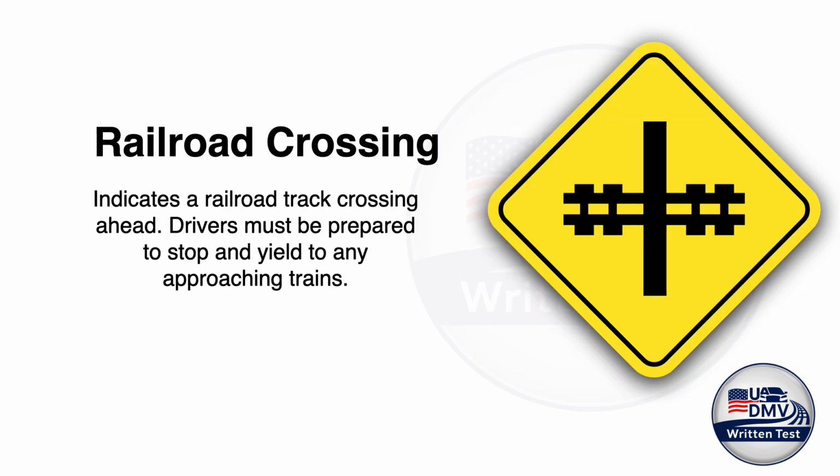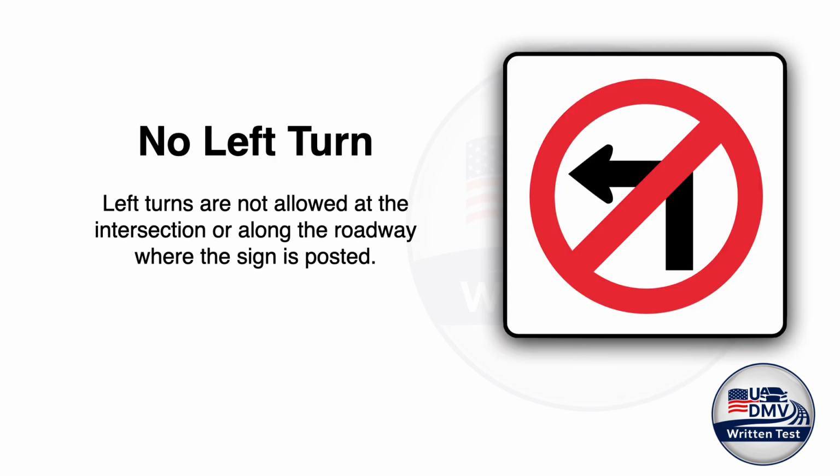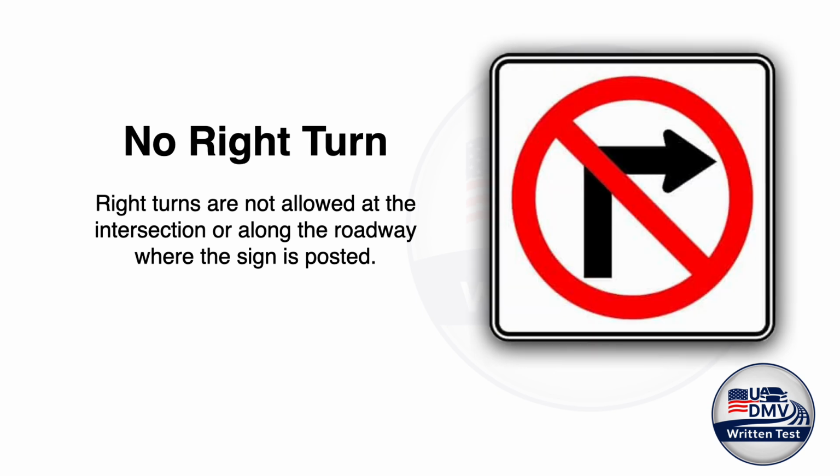Railroad crossing indicates a railroad track crossing ahead. Drivers must be prepared to stop and yield to any approaching trains. No left turn. Left turns are not allowed at the intersection or along the roadway where the sign is posted. No right turn. Right turns are not allowed at the intersection or along the roadway where the sign is posted.